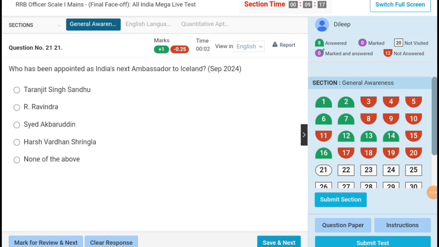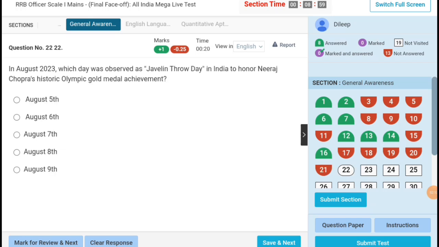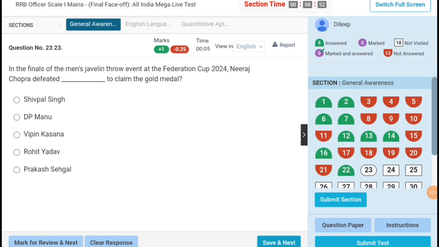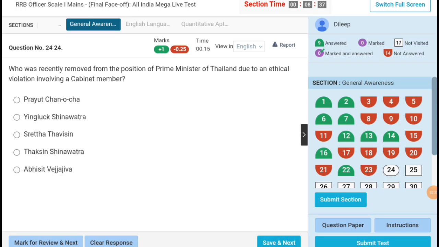Appointed as India's next ambassador to Iceland. Taranjit Singh Sandhu, I think. Who has been appointed as the Indian next ambassador to Iceland? I think Harshvardhan. Next, in August, Neeraj Chopra defeated, gold medal. Who has recently been removed from the position of Prime Minister of Thailand?